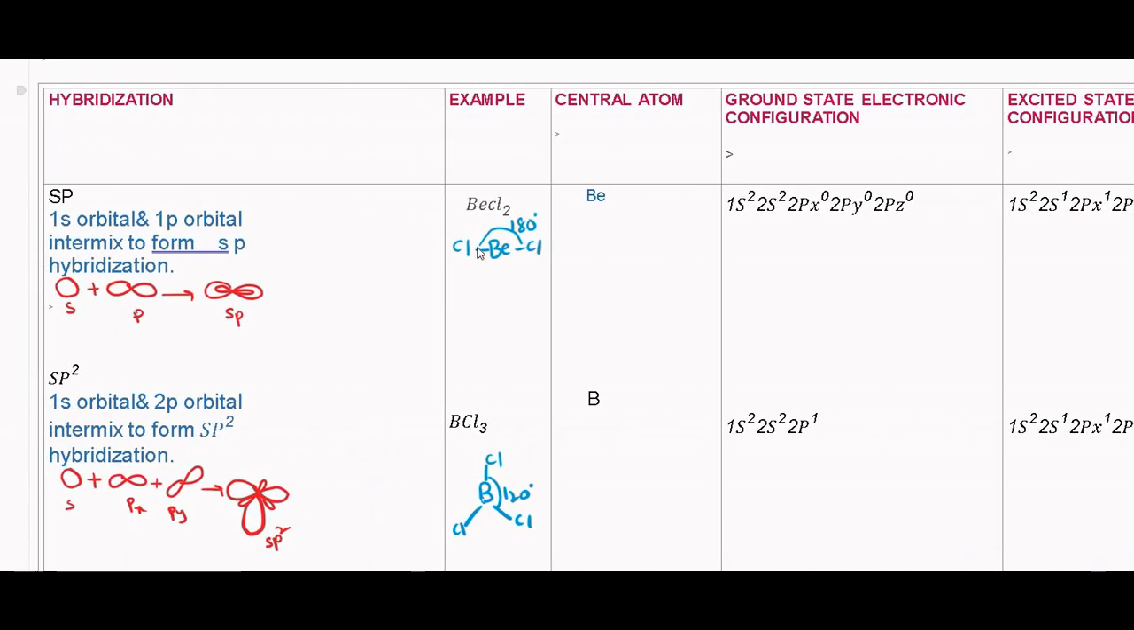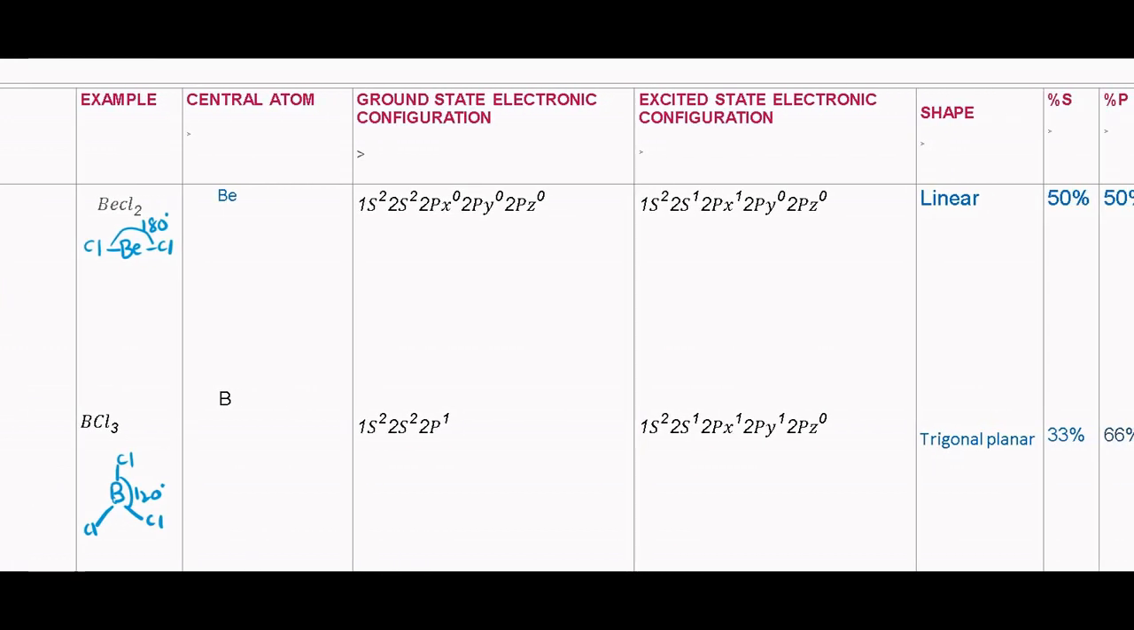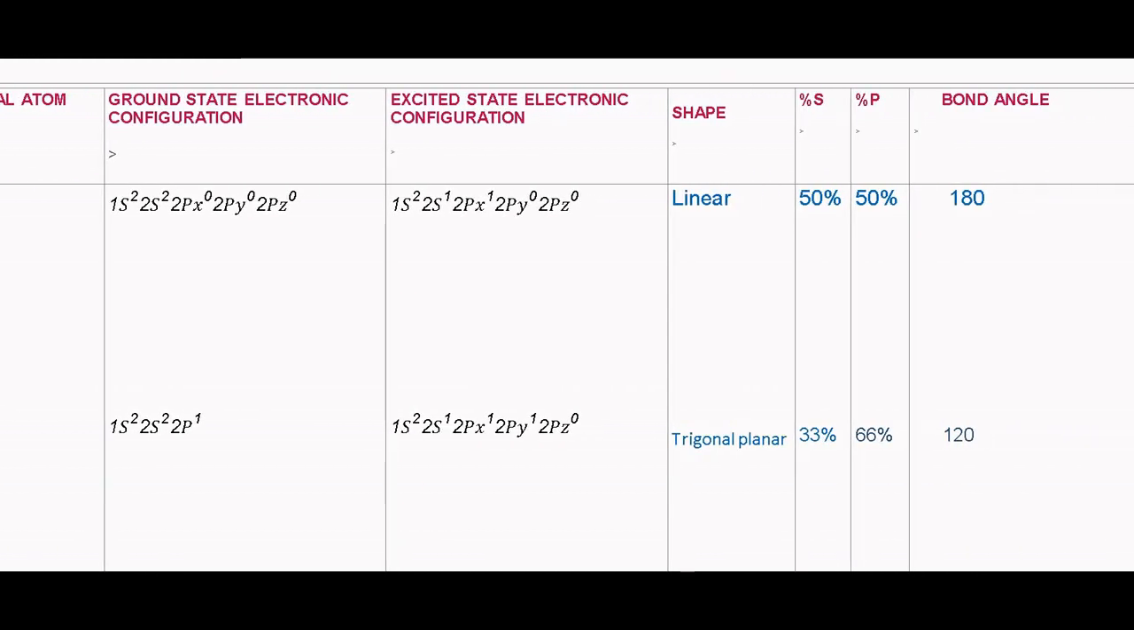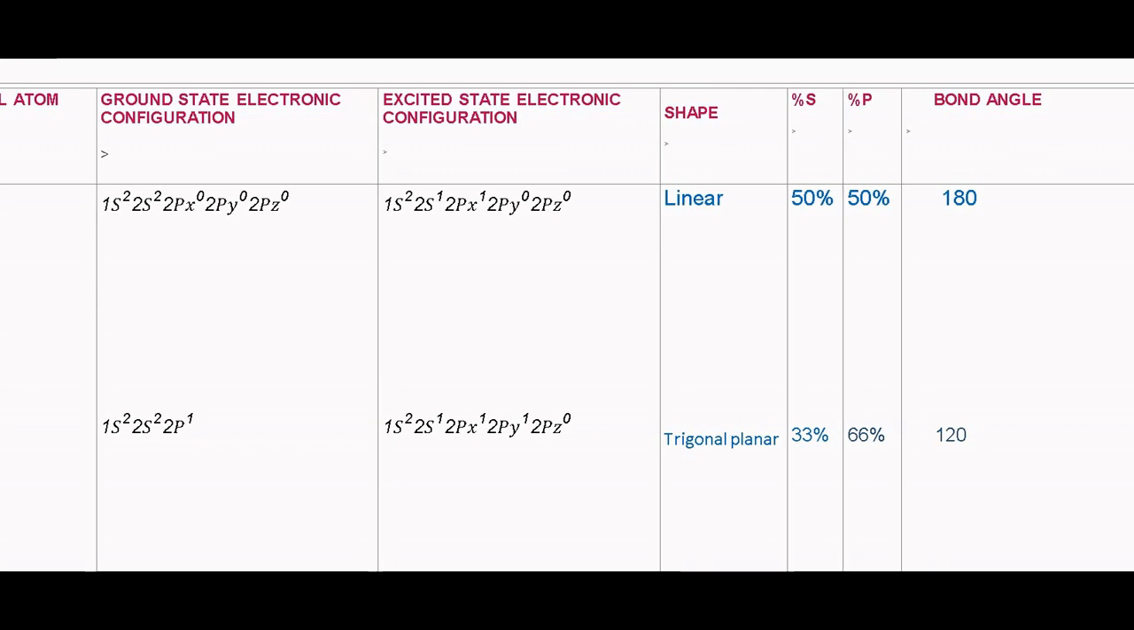See here in beryllium chloride, how many sigma bonds are there? One is here and the other one is here. Okay, is it clear? This is all about sp hybridization. In sp hybridization, in the first column we should write hybridization, then the example, beryllium chloride, and this is its structure. The central atom is beryllium, this is the ground state electron configuration, and this is the excited state configuration. Then the shape: in beryllium chloride the shape is linear, percentage of s character is 50%, p is 50%, and bond angle is 180 degrees.